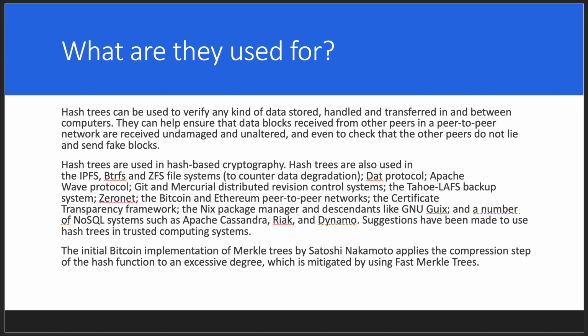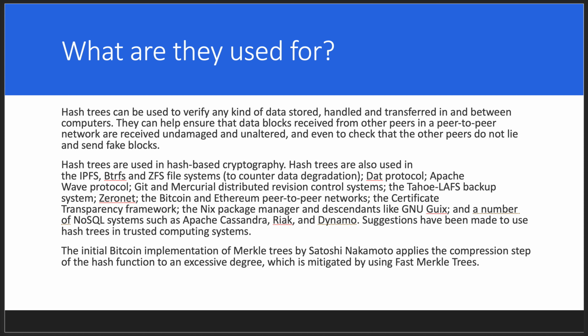Hash trees are used in other systems and in other ways: DAT pools, Apache Wave protocols, Git, Mercurial. It's used as part of hard drive operating systems, ZFS file systems. So it's really used a lot. It's really neat how this is used beyond just Bitcoin, Ethereum, and all the rest of it. There's a whole bunch of other things using it: the Certificate Transparency Framework, Nix packages, GNU Guix, NoSQL, Apache Cassandra. Again, this is a real basic technology used by a lot of systems, not just Bitcoin or blockchain.